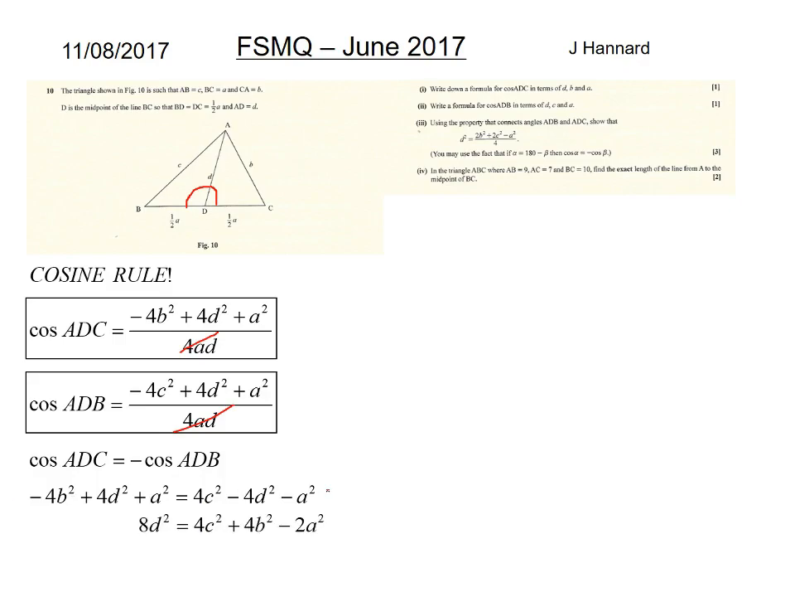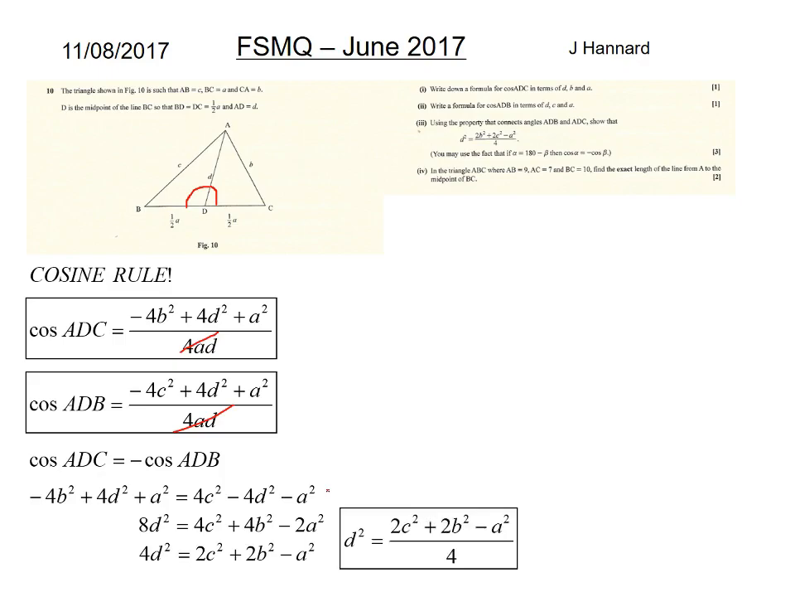If you tidy that up, you end up with 8d squared is equal to 4c squared plus 4b squared minus 2a squared. There's a common factor of 2, so you might as well divide by 2 now and say 4d squared equals 2c squared plus 2b squared minus a squared. Divide both sides by 4 and you get exactly what the examiner wants, give or take those being in a different order.